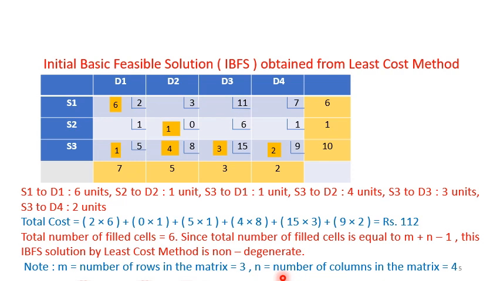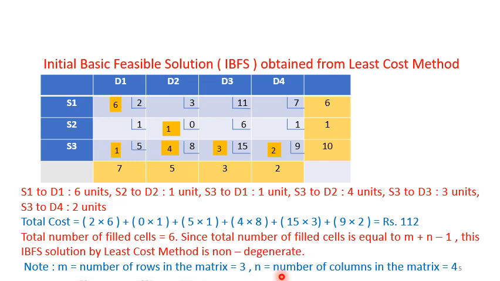In the previous video you have seen that the same problem we applied northwest corner rule, we got a degenerate solution and a value of rupees 116. Same problem, same data, you have applied a least cost method. So you can see here the total cost comes to rupees 112. There is a saving of 4 rupees here by applying least cost method over northwest corner method. Correct? And also the solution here is non-degenerate. So directly you can apply modified distribution method to this particular IBFS obtained by the least cost method.